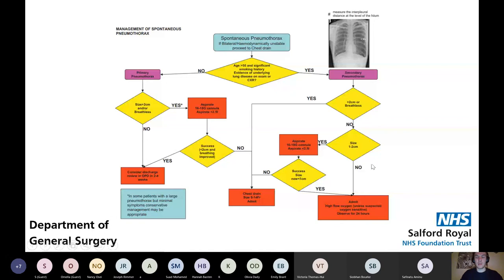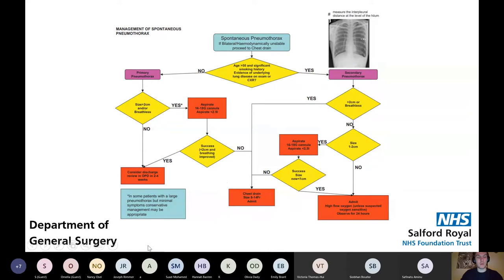If it's smaller than that, so we see a tiny little bit of air, then what you would do in secondary disease is admit him, give high flow oxygen, because that helps the lung re-expand, and keep him in for 24 hours. Secondary pneumothorax is taken a lot more seriously because there's a lot more potential for things to go more wrong if somebody has underlying lung disease.